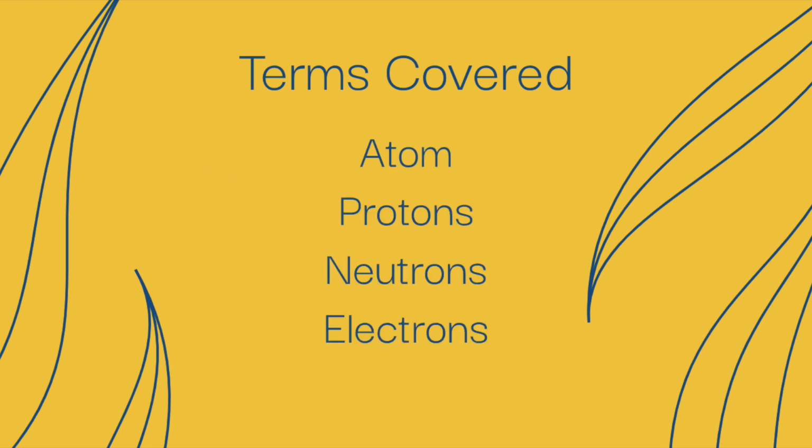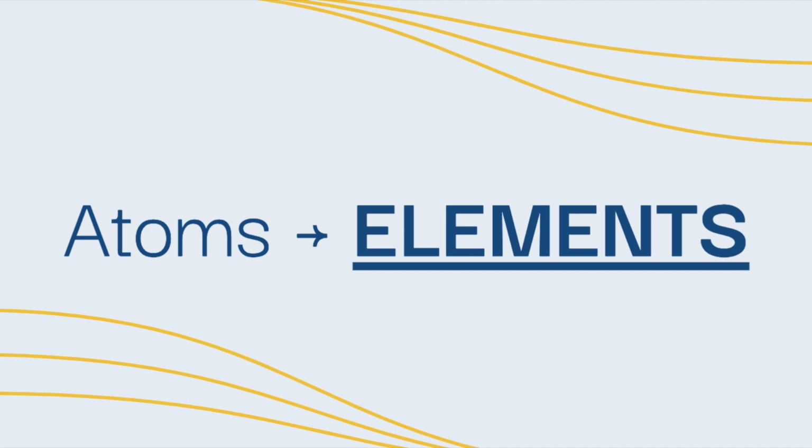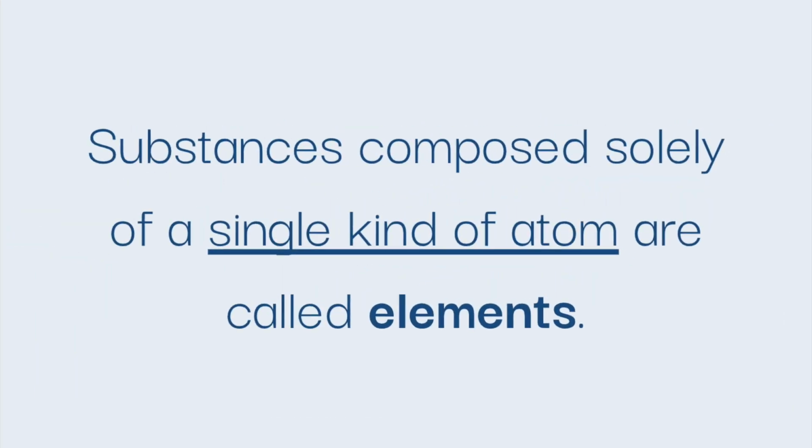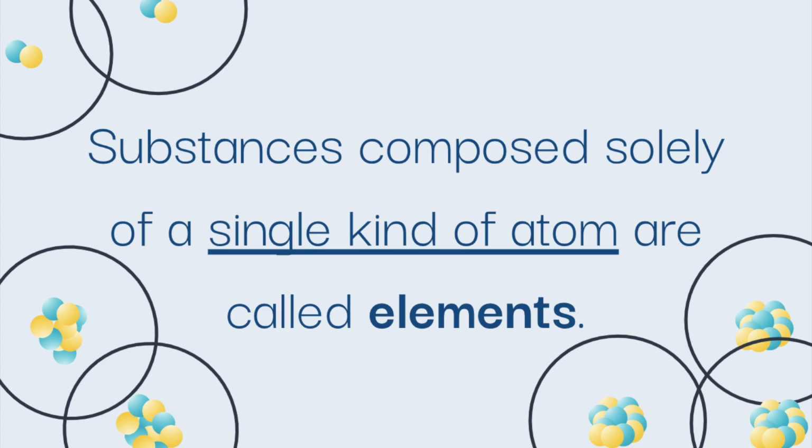In our last video, we covered the fundamental components of an atom, such as protons, neutrons, electrons, and their charges. Building on our understanding of the structure of an atom, we will now look into elements. Substances composed solely of a single kind of element, such as hydrogen, carbon, or iron, are called elements.